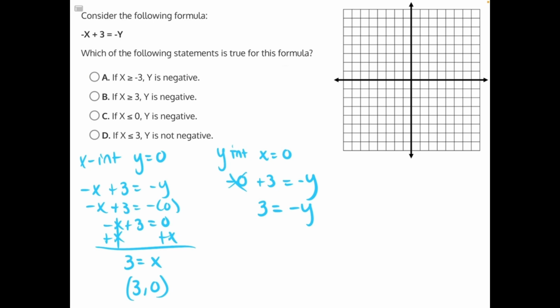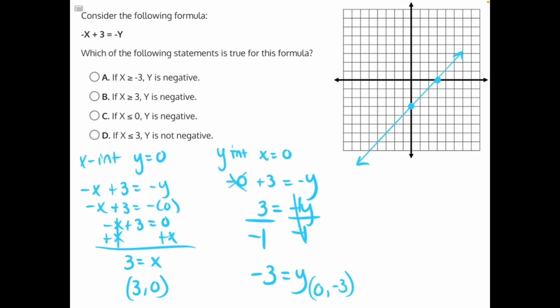To get rid of this negative that's in front of the y, we must remember that in math, if it exists, there's always a 1 in front of it. So now we have a number that we can divide both sides by to get rid of this negative. These negative ones will cancel, leaving us with negative 3 equals y, or our other coordinate point, (0, -3).